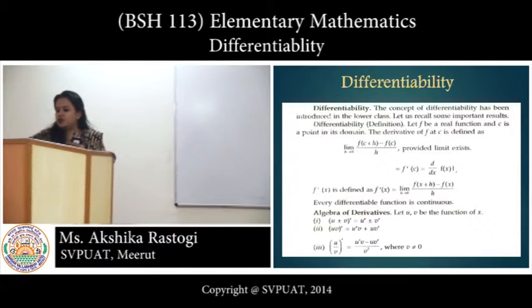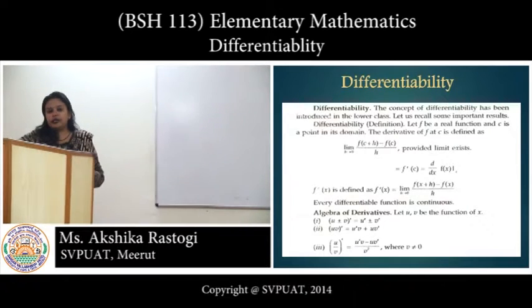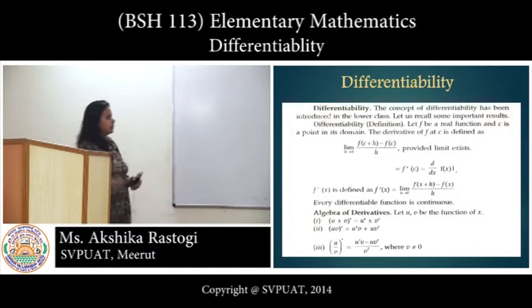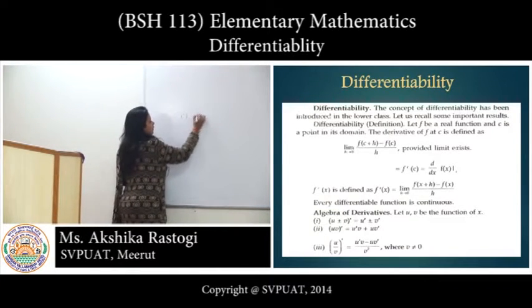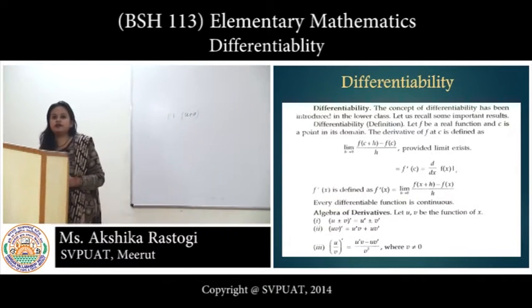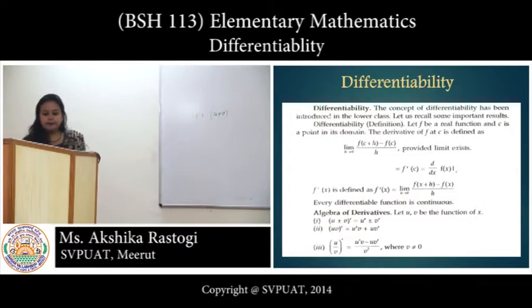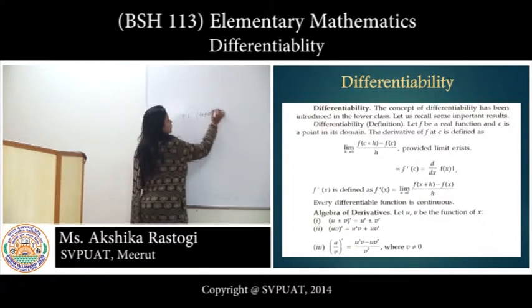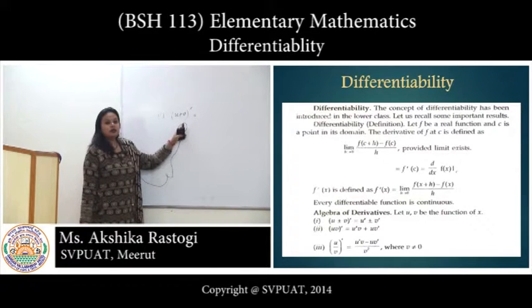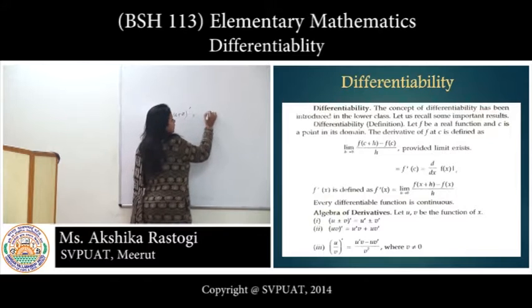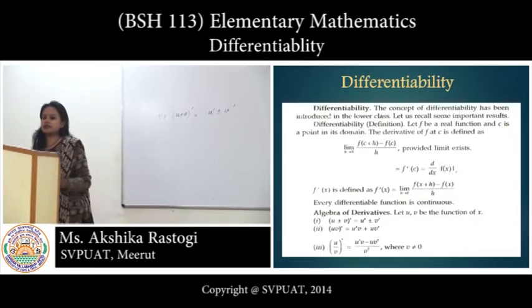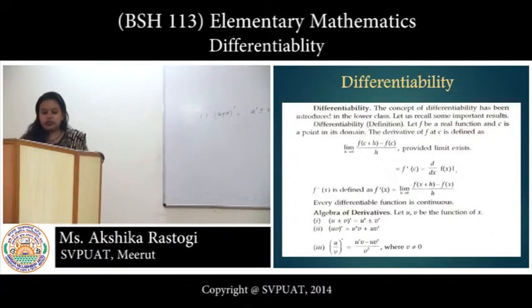Now we have several algebra of differentiability. Number one is, let u and v be functions of x. So the first thing is that if we want to differentiate u plus v, it can be plus or minus, and we are differentiating the whole function. It holds a linearity property, meaning it will be u dash plus minus v dash. It comes like this, u dash plus minus v dash.